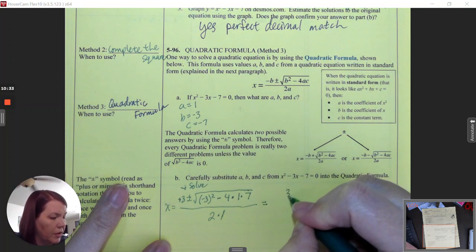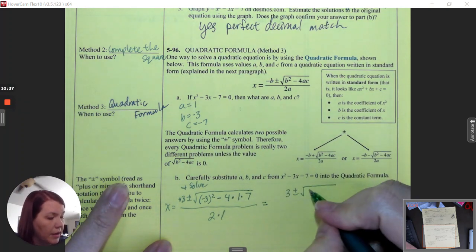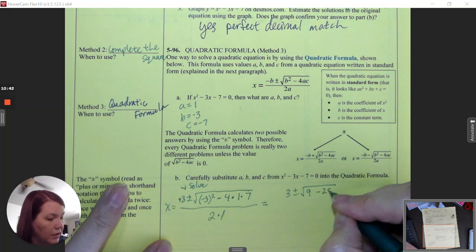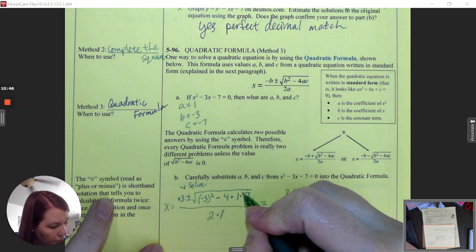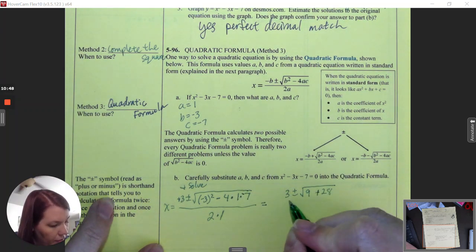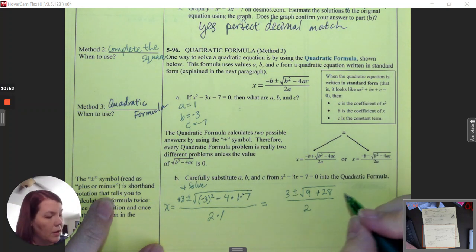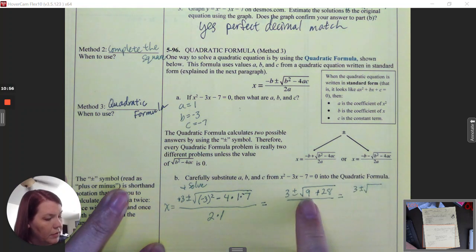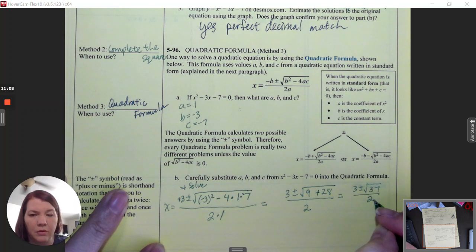So this becomes 3 plus or minus the square root of, now we're being really careful, 3 squared is 9, minus 4 times 1 times 7, which is negative 28. Wait, 7 was negative, so plus 28, all over 2, which is equal to 3 plus or minus the square root of 9 plus 28 is 37, over 2. Hey, that looks really familiar.